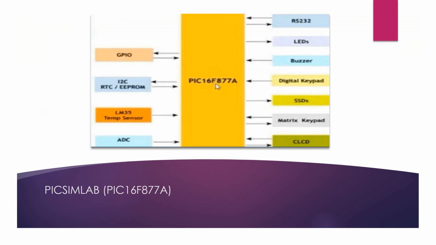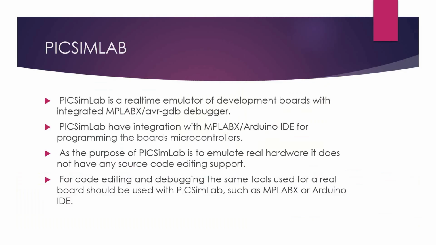This is the PICSimLab architecture, where we can see GPIO, I2C, and ADC, and the other outputs. There is RS232, LEDs used for display, and a buzzer to indicate whether the program is completed. Whenever the task is completed, it gives a buzzer. There is also the digital keypad, 16x4 LCD type, SSD, the matrix keypad, and CLCD.